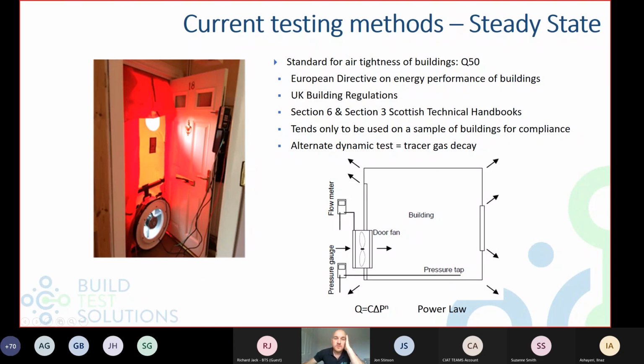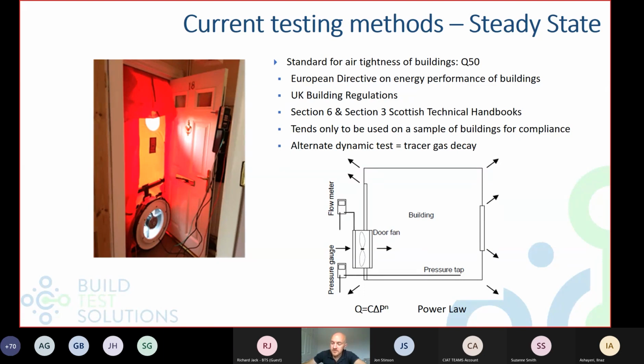So starting with the blower door test, and as we've touched on, the standard is the result cited at what we refer to as Q50, so 50 pascals. Well established. The fan method's been around since the 70s. It's enshrined in the European Directive for Energy Performance of Buildings. It's been in the UK building regulations since 2007. It's written into Section 6, Section 3 of the Scottish Building Standards.